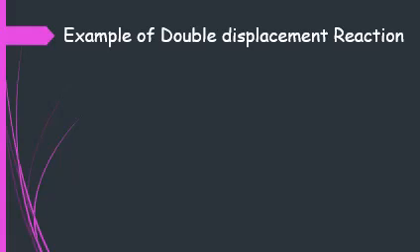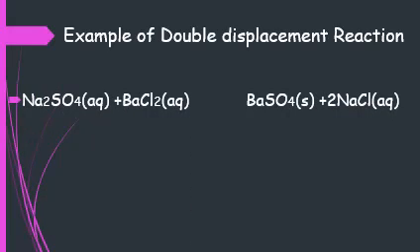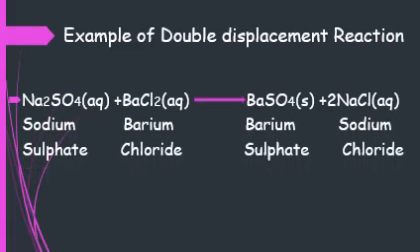Example of double displacement reaction. This phenomenon will be more clear with the help of one example. So the example is given over here. Look at it carefully. Sodium sulfate reacts with barium chloride, giving the product barium sulfate and sodium chloride.